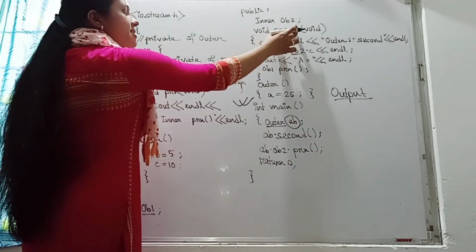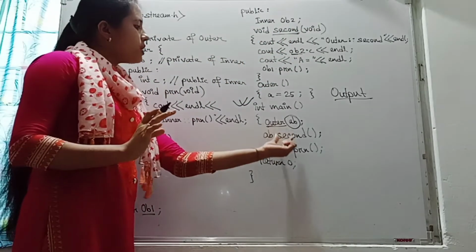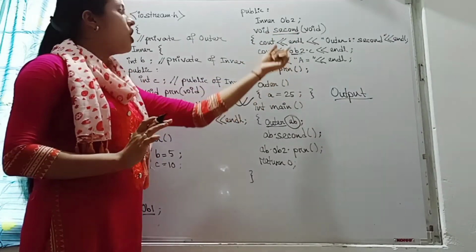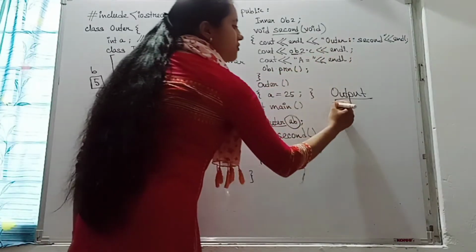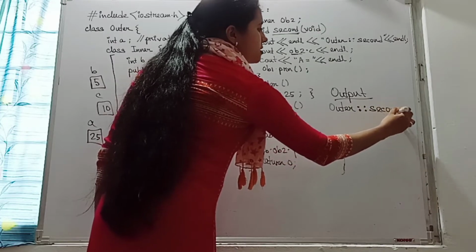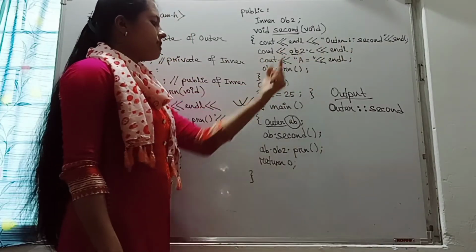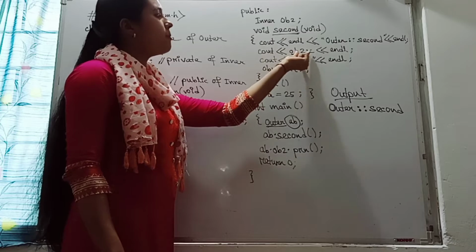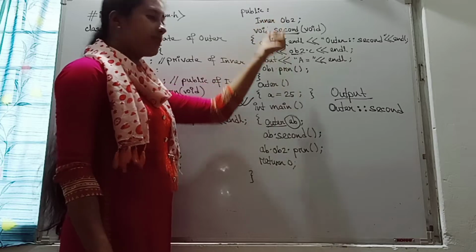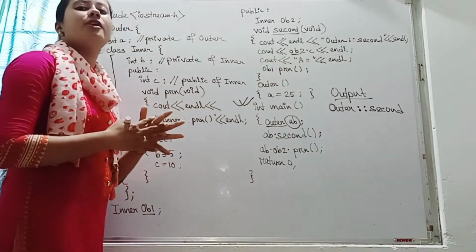Where we have defined second, you see second is here under the public section of the outer class. So no problem. It will go to the second function and access what is written inside the second function. So what it will show in the output: first it will show outer scope resolution second. First it will show this one. Then it will go to the next line and do ob2 dot c. ob2 is the object of the inner class.